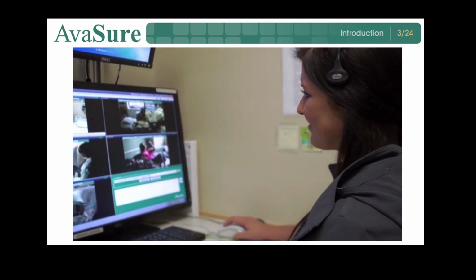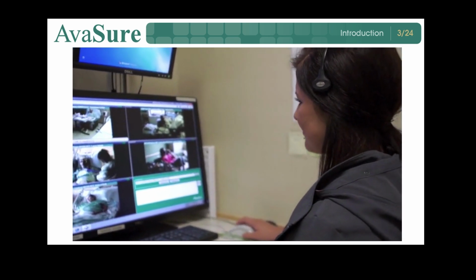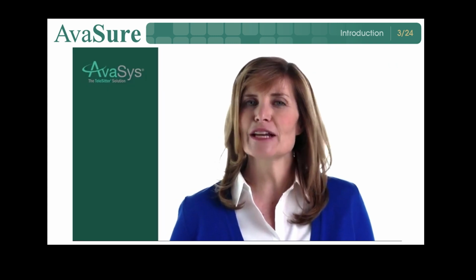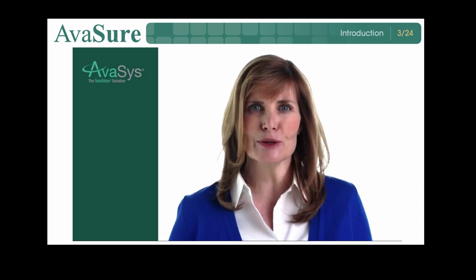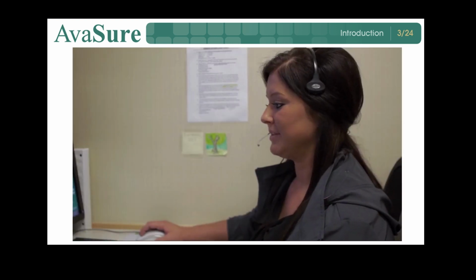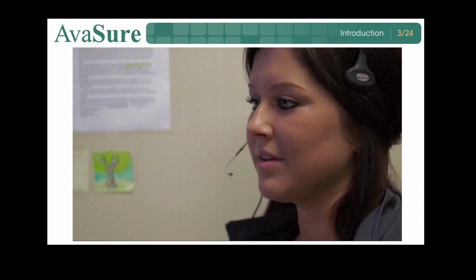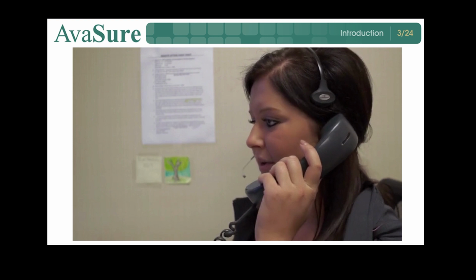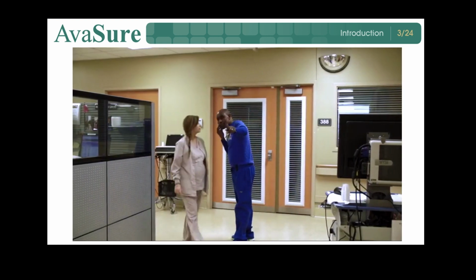Observers are trained to anticipate patient behaviors, verbally redirect patients, and alert clinical staff of any potentially high-risk behaviors. The observer uses a headset and microphone to communicate with the patient and uses the hospital's communication system to contact the caregivers on the unit.